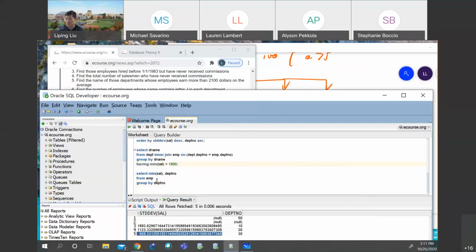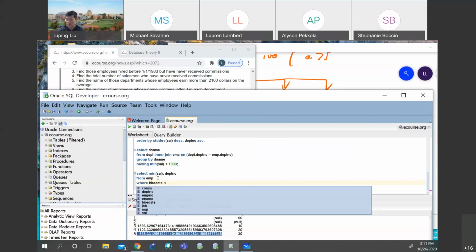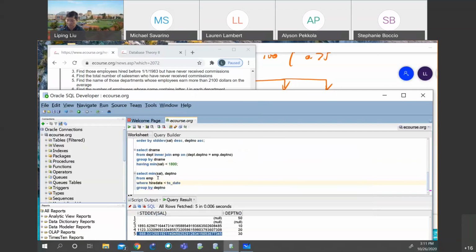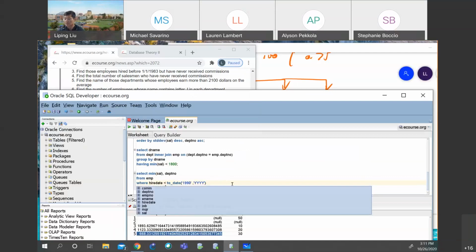So it means before group by, we should have a where clause. Hire date must be before, so less than 1980. So let's just say to_date. Okay, so we'll say 1990. And I want you to change 1990 to a year number. There we go. So that will help us to select cases. There's a comma here, there's a comma in the middle. Okay.